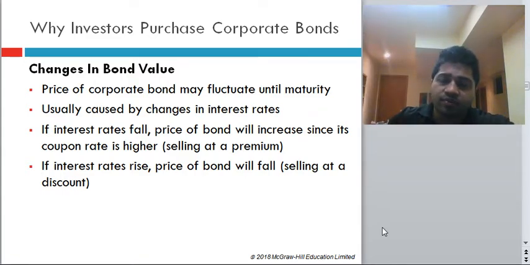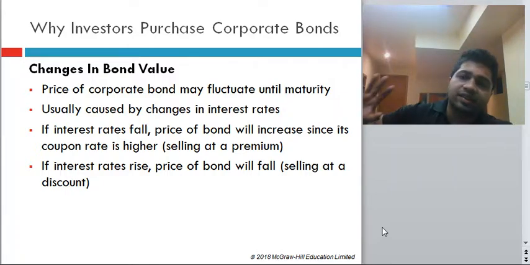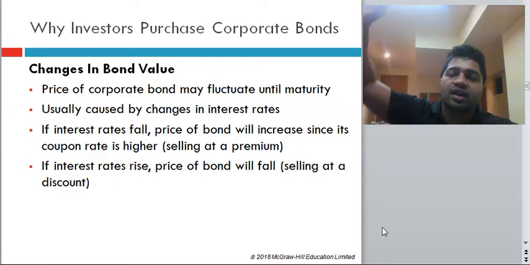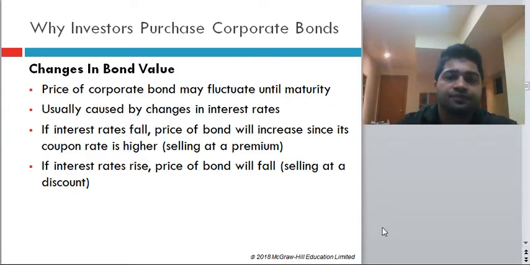And let's assume that I purchased a bond when interest rates were 15%, but the interest rate right now in the market has gone to 20%. So everyone else is getting paid 20. My bond is paying me 15. So the value of my bond goes down. So when interest rates fall, the bond prices go up. When interest rates go up, the bond prices go down.